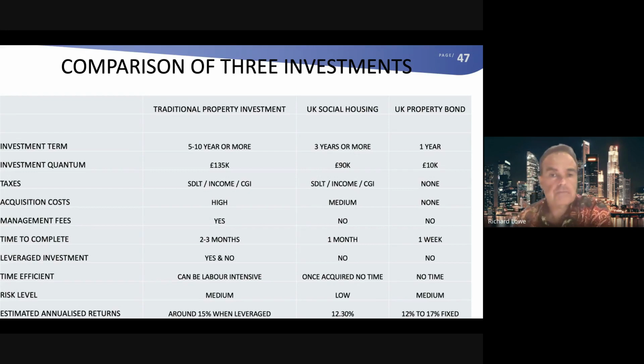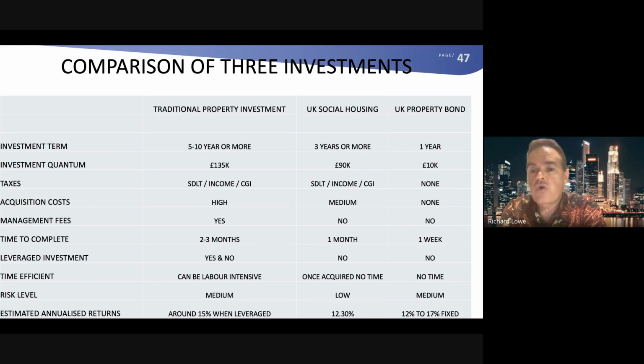Management fees. If it's an overseas property, you're almost certainly going to want to appoint somebody to manage your property. A property management fee for a property outside of London typically is about 10% of the rental income. In London, it's a little bit higher, typically between 12 to 14% of your monthly rent. For UK social housing, the yields are net yields, so there are no management fees.